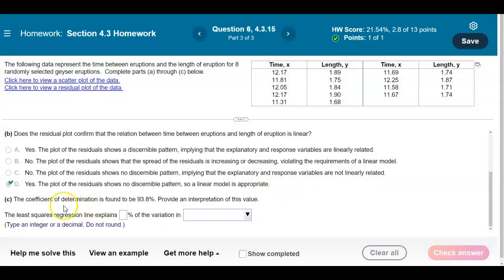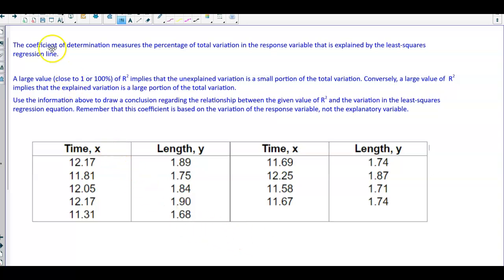Okay, the next question says the coefficient of determination is found to be 93.8%. We want to provide an interpretation of this value. So before we do that, let's just take a look at our information here. It says the coefficient of determination measures the percentage of the total variation in the response variable that is explained by the least squares regression line. So again, keep in mind we're talking about the response variable here.